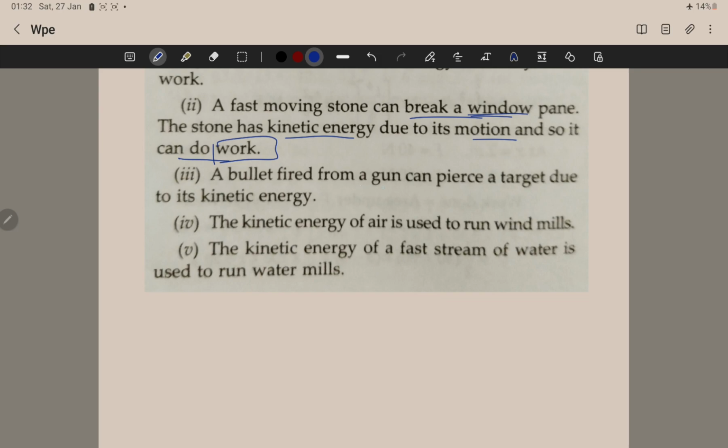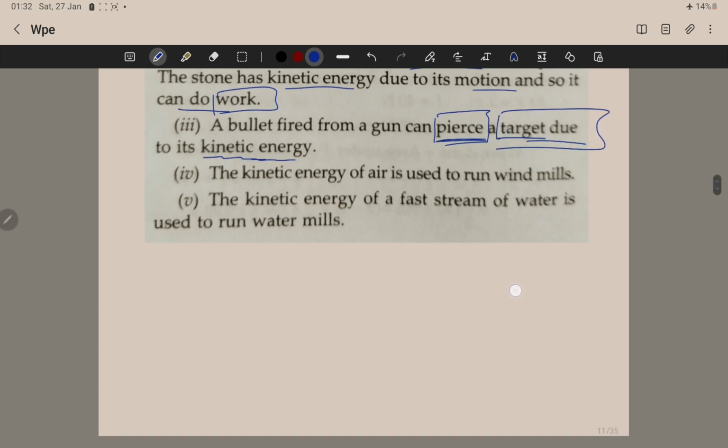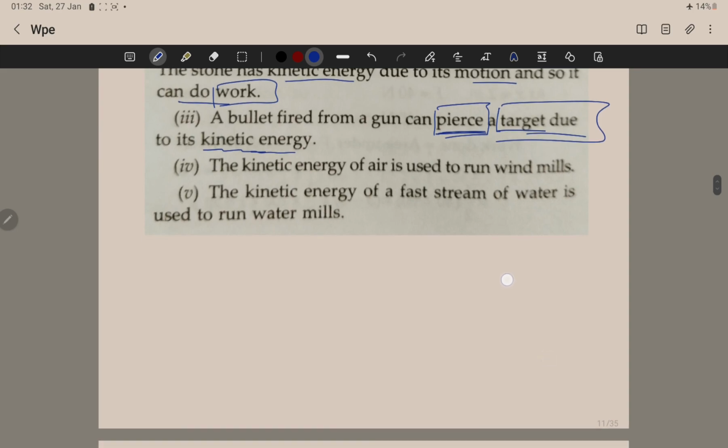Because of the velocity, this bullet has some kinetic energy. So it can pierce the target due to the kinetic energy. Whenever the bullet hits, it converts its kinetic energy and does some work. Here the work is the piercing of an object, like shooting a target. So the kinetic energy is converted into work.